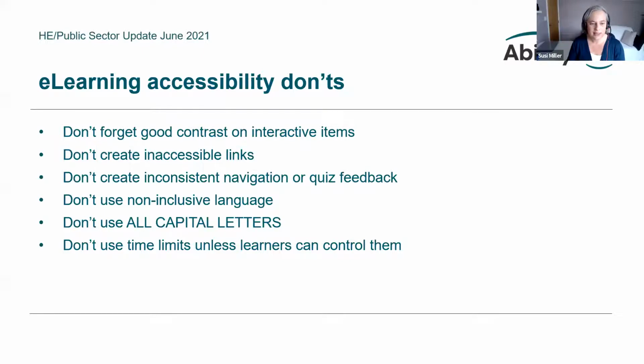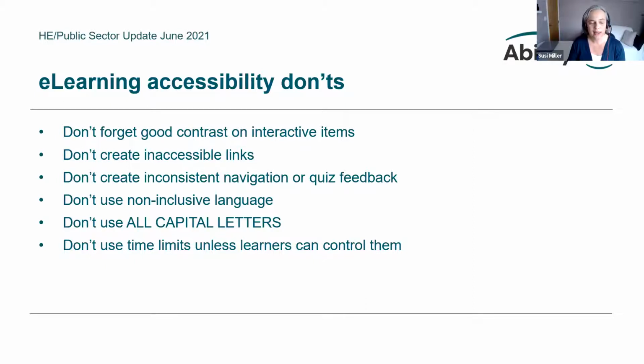The next don't is don't use non-inclusive language. So avoid using things such as click and tap. That's because it excludes people who don't use their mouse or finger to access content. So if you can remember, it's always much better to use select instead. That's what accessibility experts suggest.